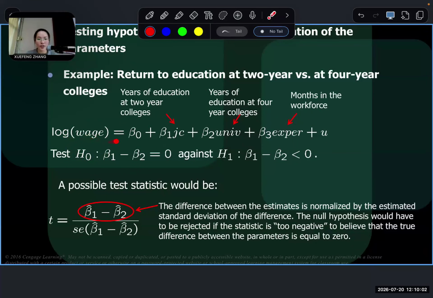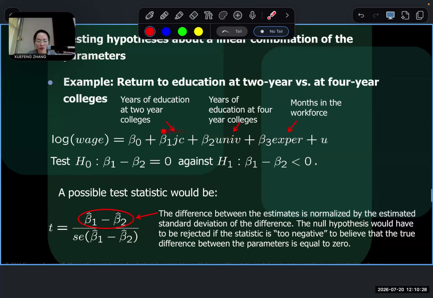Log wage equals beta 0 plus beta 1 times two-year college plus beta 2 times university plus beta 3 times experience plus mu. So our hypothesis here, we want to test the null hypothesis H0: beta 1 minus beta 2 equals 0 against the alternative H1: beta 1 minus beta 2 is less than 0.